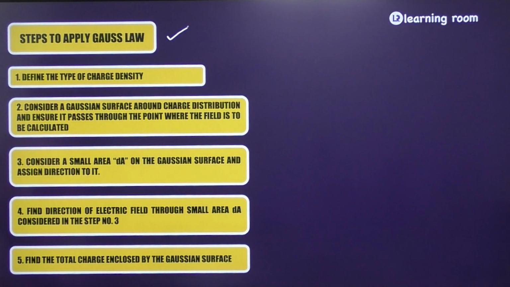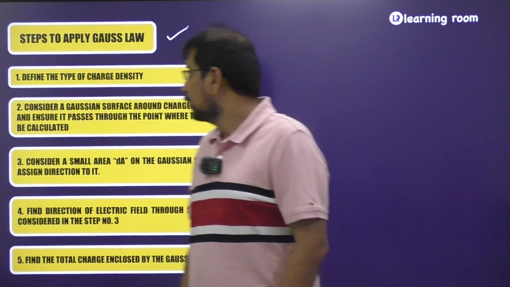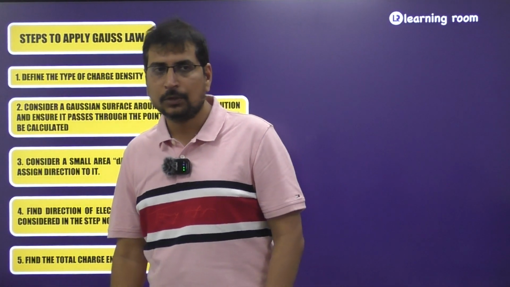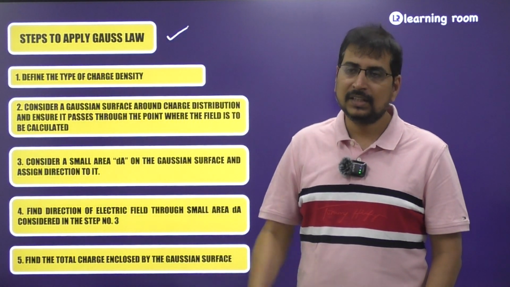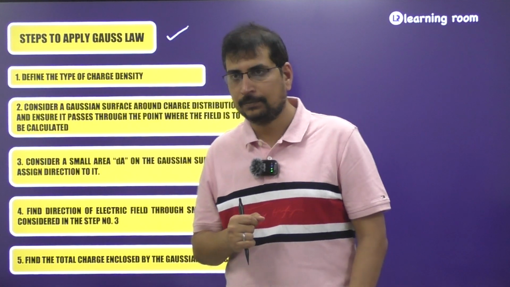So let's see what the steps are to apply this Gauss law. As I told you, we can apply it to any surface. First thing is, define the type of charge density. What is the meaning of it? Depending on the nature of the charge distribution that you have, you need to define the charge density for it.